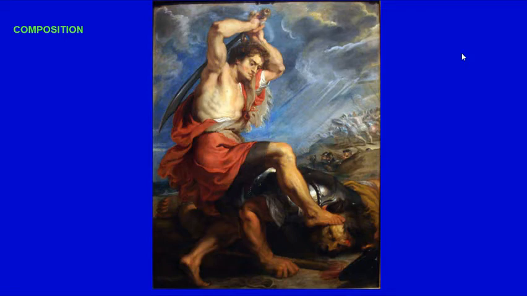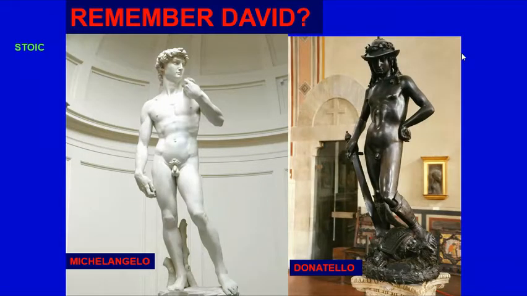Rubens' David. So notice the difference. Michelangelo's David is before the action, all right? So he's looking towards Goliath and he's about to have the fight with Goliath. Donatello's David takes place after the action. So he's already had the fight with Goliath. He knocked him over, he cut off the head. So there's the head down there. He has the sword in his hand and I think the rock in this other hand.